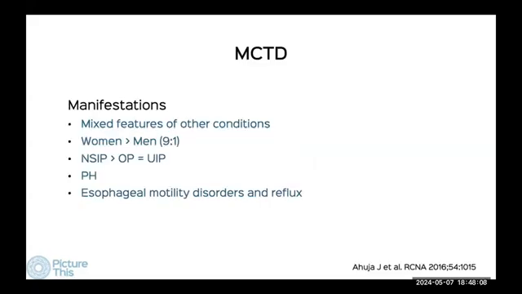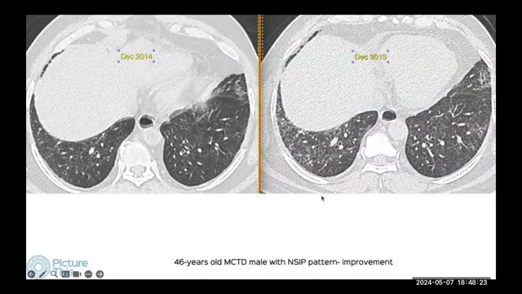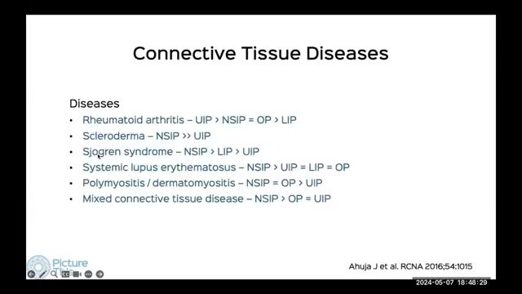We have mixed connective tissue disease. Again, it occurs more in women than men. And you see the rest of the findings here. And this was a proven mixed connective tissue disease, has a fibrosing, organizing pneumonia pattern. And another patient with MCTD who has an NSIP pattern here, which has improved over a year.